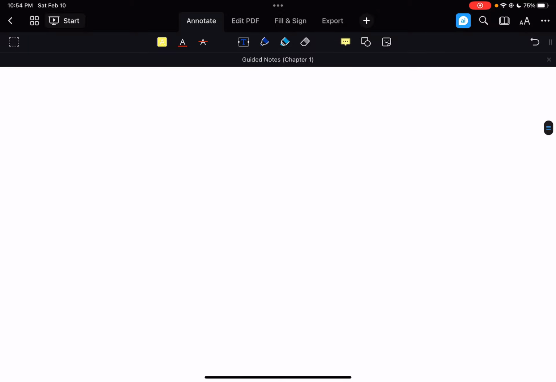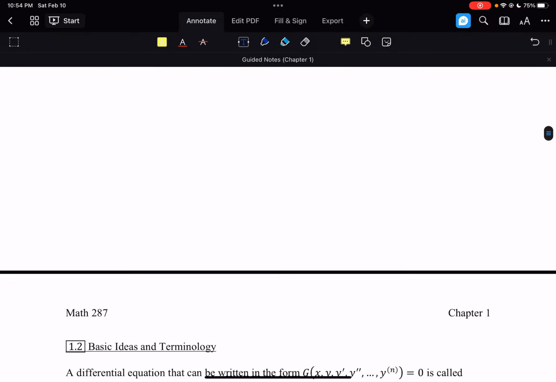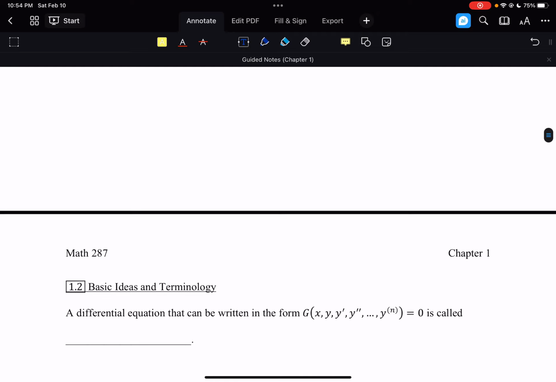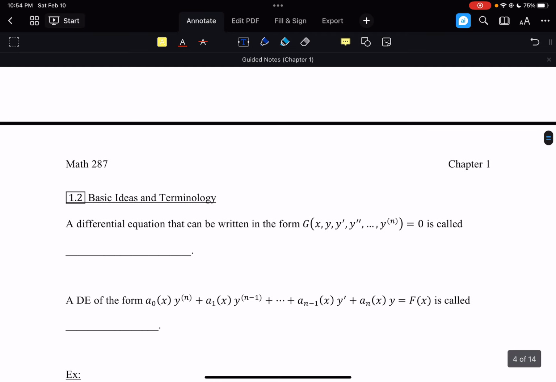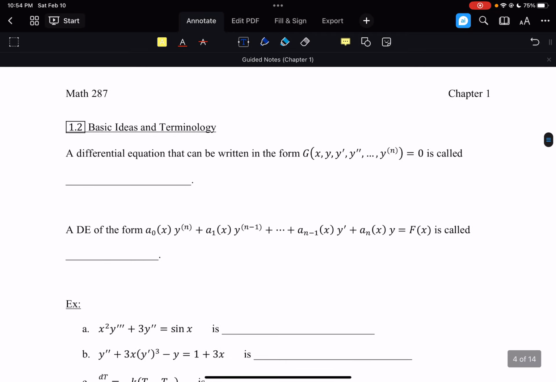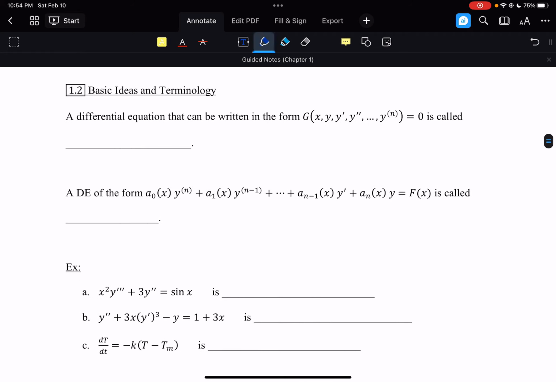So that's the end of section 1.1. So just our introduction into a little bit of application of differential equations. Now we need to look at some basic terminology in section 2.